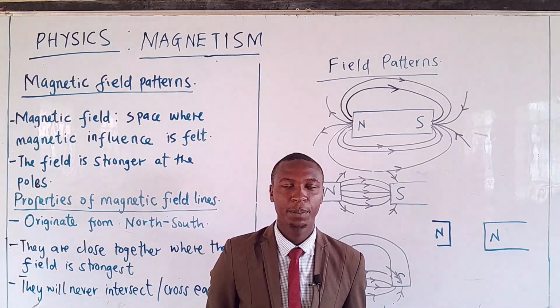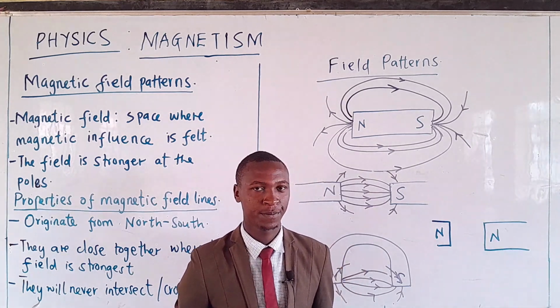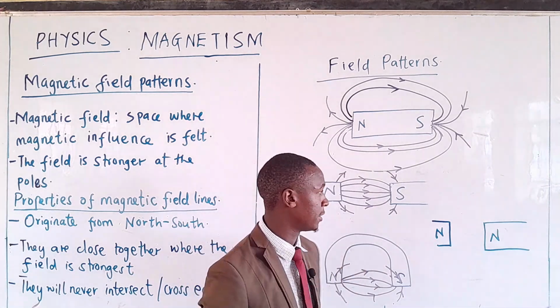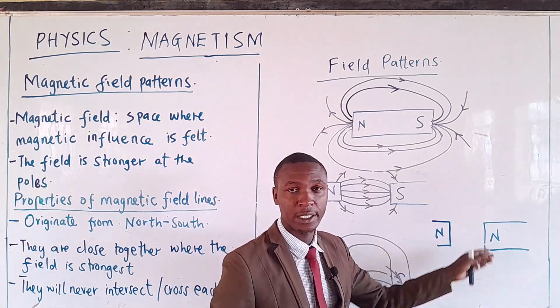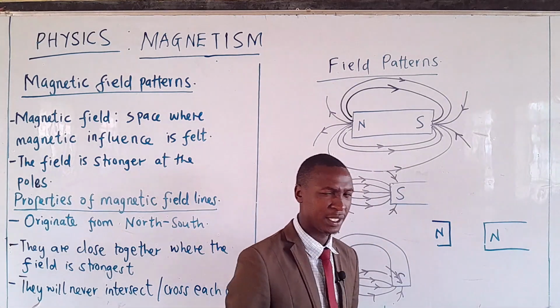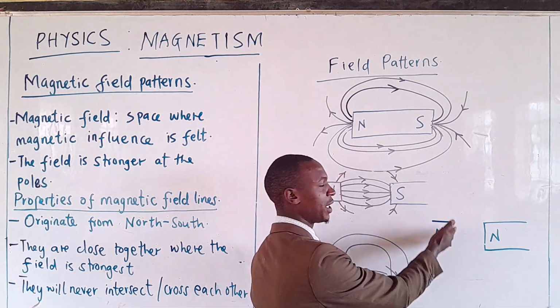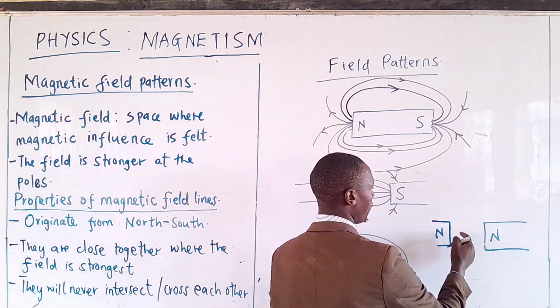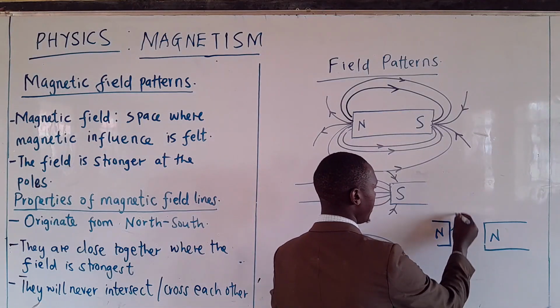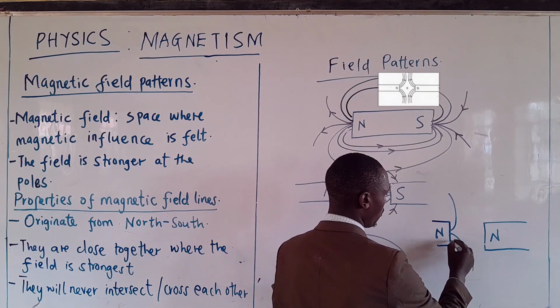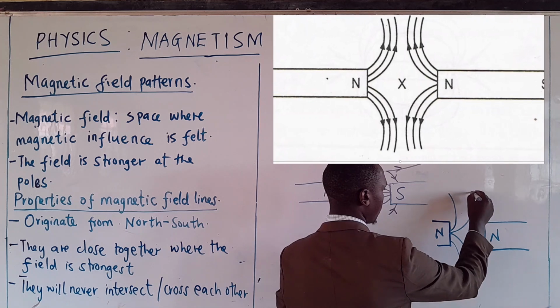So what happens when you have like poles? For magnetic field lines, as we have here, we have a north and a north. Of course, we know that the field patterns are going to move from the north to the south, so we are going to assume that the south is on this side, and therefore these ones are going to repel each other. We're going to have a field pattern moving in this direction.